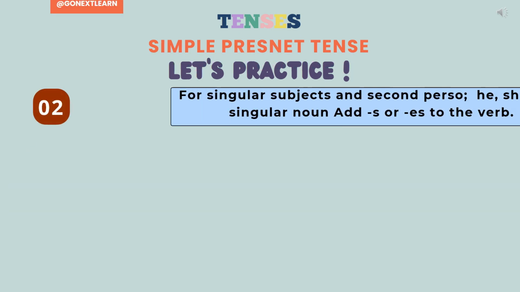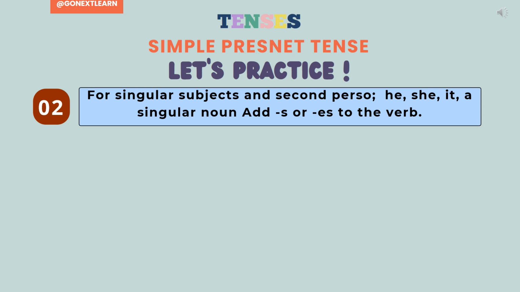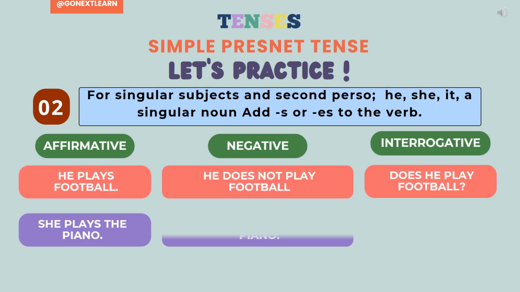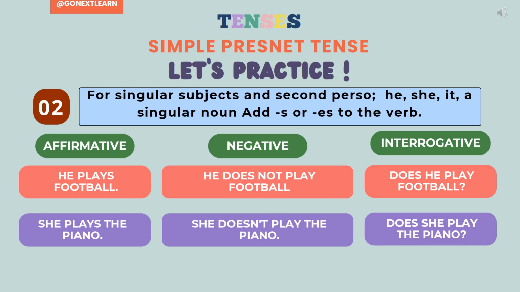Now, for he, she, and it, there is a key change. First, look at the affirmative form. The verb gets an s: he plays. She plays. But look what happens in the negative and interrogative. We do not say "he does not plays." We say, he does not play.